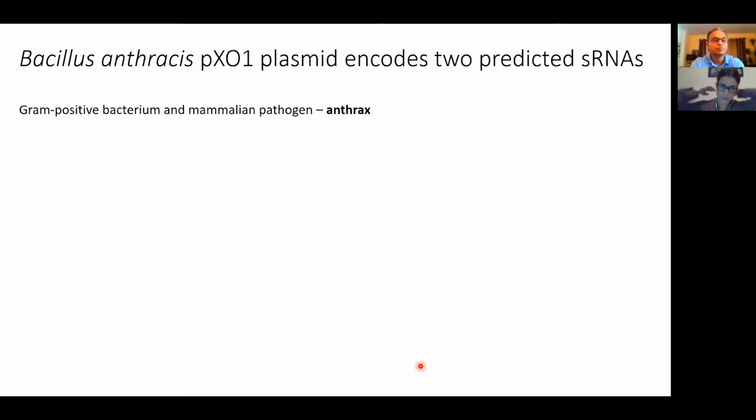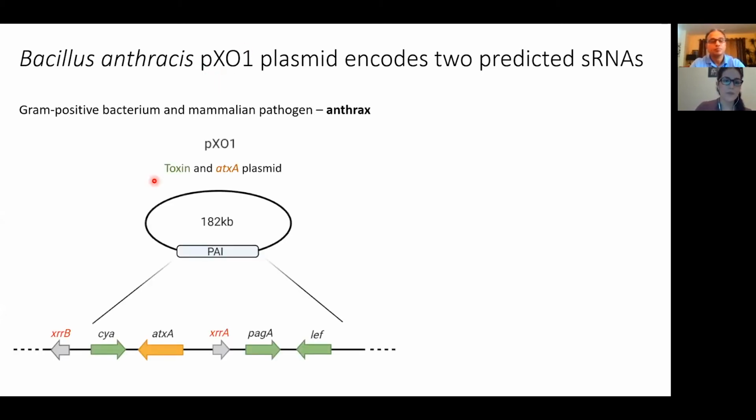Okay, so in our lab, we study Bacillus anthracis, which is a gram-positive bacterium and a mammalian pathogen, which causes anthrax disease. Its genome is comprised of a circular chromosome as well as two virulence plasmids, one of which is called pXO1, which is the focus of the talk for today. Within pXO1, there's a pathogenicity island. And within this island, we can find the three anthrax toxin genes, which are shown here in green, which together form the anthrax toxin, which, as the name implies, is an important virulence factor of Bacillus anthracis.